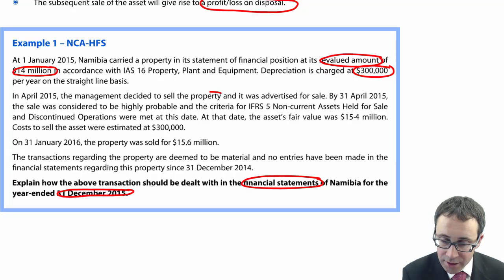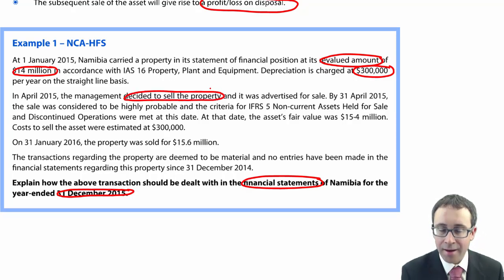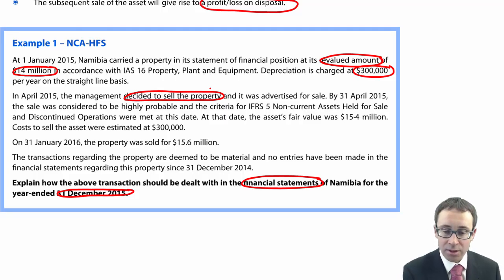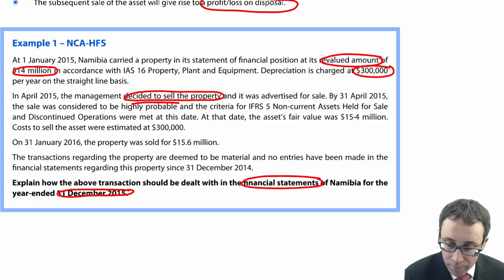So if you have made a decision to sell the property, that makes you think about IFRS 5, doesn't it? Okay, is it a non-current asset held for sale? Well, it says it was advertised for sale. So that looks like we are actively marketing it and looking to locate a buyer. By the end of April 2015, the sale was considered highly probable.